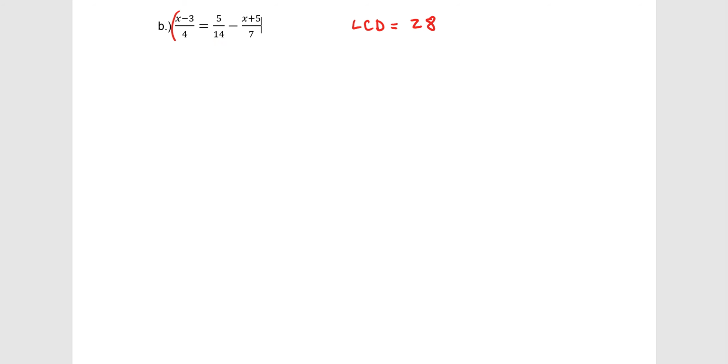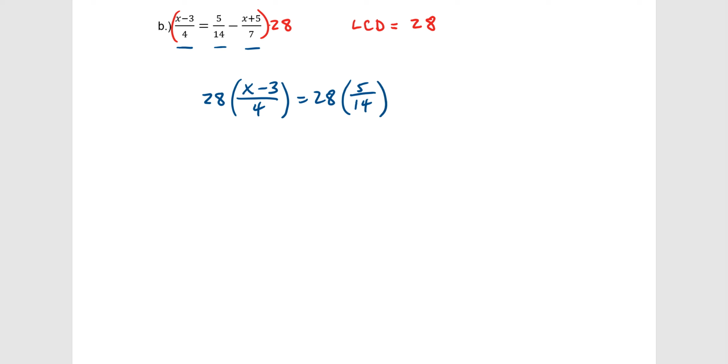So we're going to multiply everything by 28. So that's going to end up being 28 multiplied to all three of these terms. So 28 times (x minus 3) over 4 equals 28 times 5 over 14 minus 28 times (x plus 5) over 7. Okay, so don't distribute that 28. What we're going to do is use it to simplify with the denominator. 28 divided by 4, and then we're going to do 28 divided by 14 and 28 divided by 7.